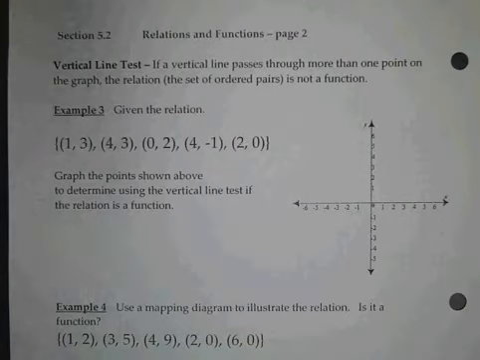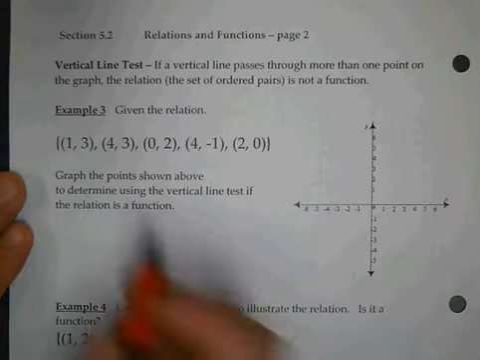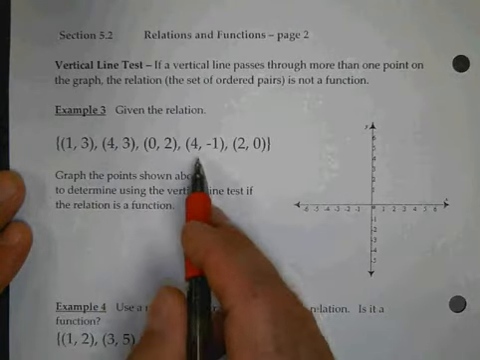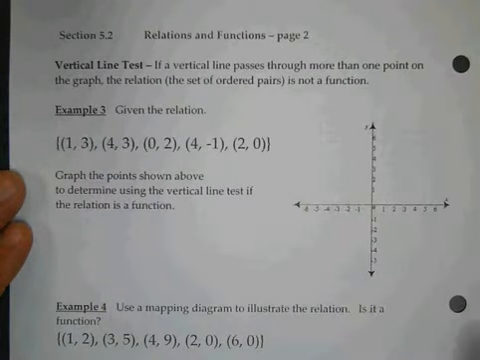So as we continue to look at functions, the next thing I want to do is show you and talk about what's called the vertical line test. Now, you all know how to graph things, so let's take these points: (1, 3), (4, 3), (0, 2), (4, -1), and (2, 0), and let's graph them all.